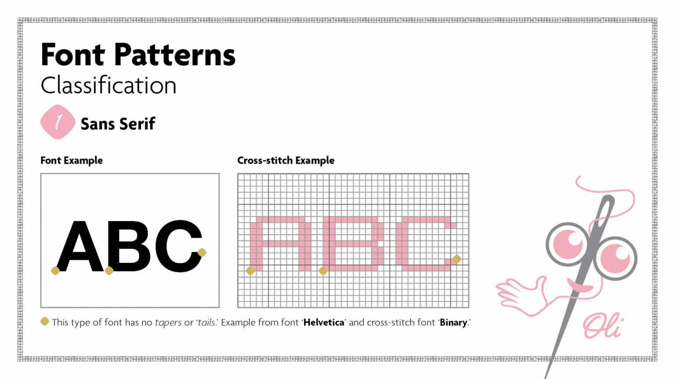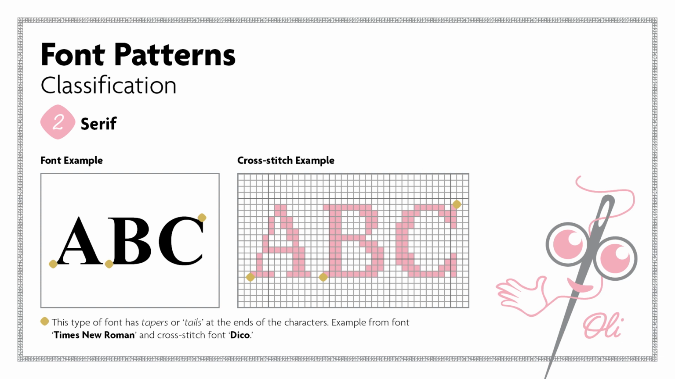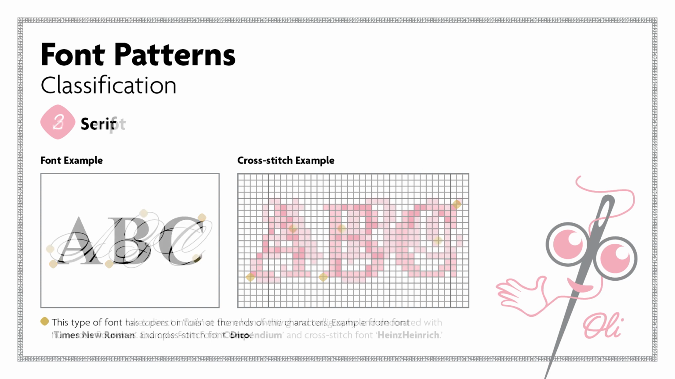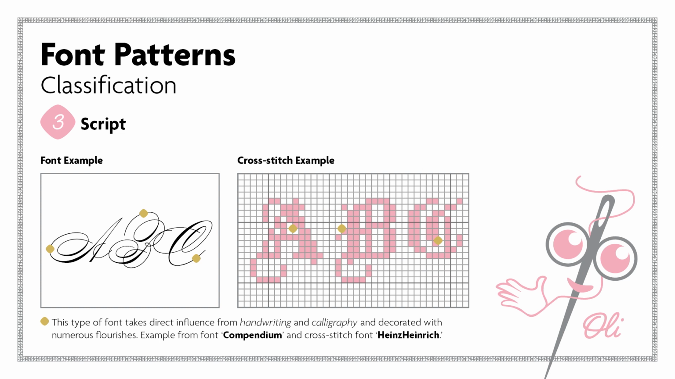Sans serif fonts have no tapers or tails, as shown in this example with the font Helvetica and cross-stitch font Binary. Serif fonts have tapers or tails at the ends of the characters, as shown in this example with the font Times New Roman and cross-stitch font Diker. Script fonts take direct influence from handwriting and calligraphy and are decorated with numerous flourishes, as shown in this example with the font Compendium and cross-stitch font Heinz Heinrich.